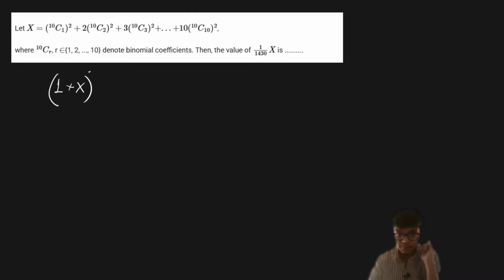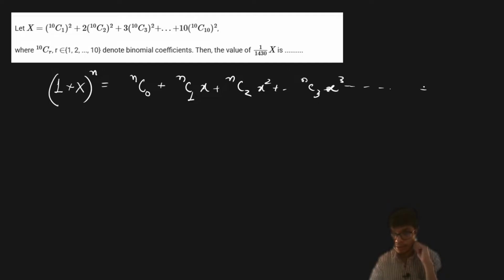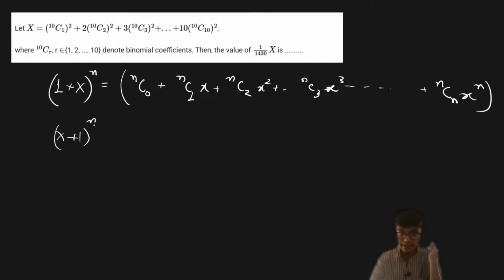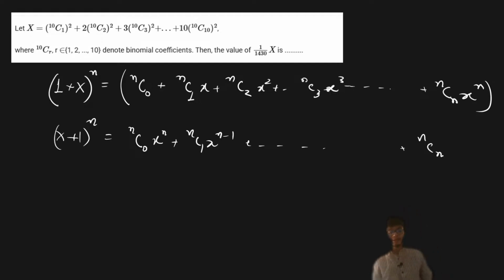First of all, assume any expansion like (1 + x)^n. In this case, the expansion is nC0 + nC1 x + nC2 x² + nC3 x³ and so on up to nCn x^n. That is my first expansion. Similarly, if I interchange x and 1 and expand it, this expansion is going to be nC0 x^n + nC1 x^(n-1) and so on, up to the last term, which is nCn.